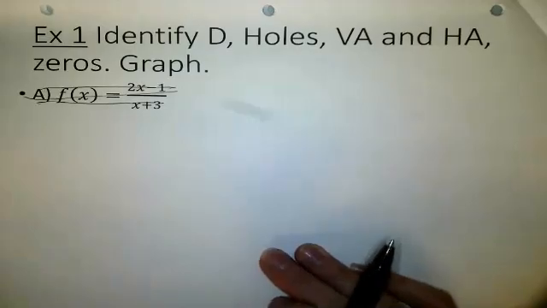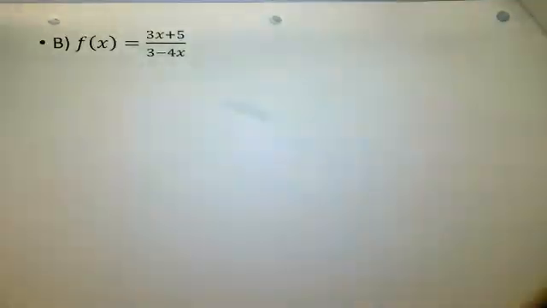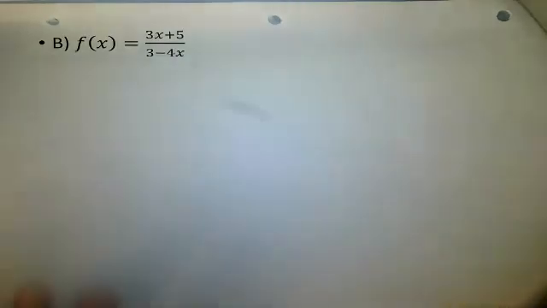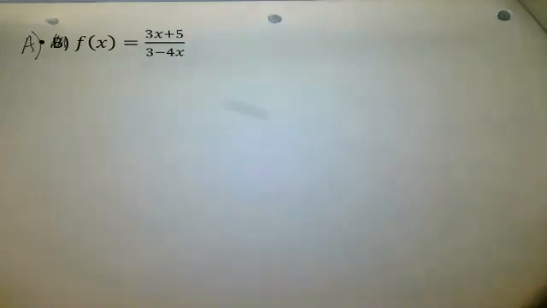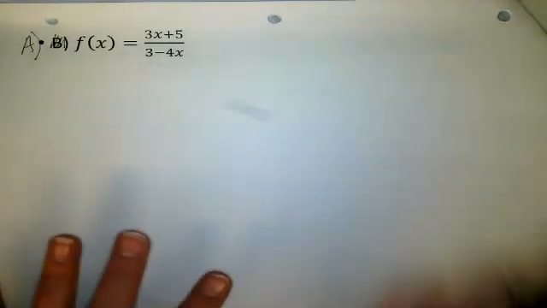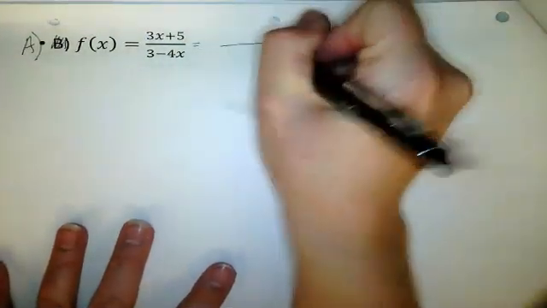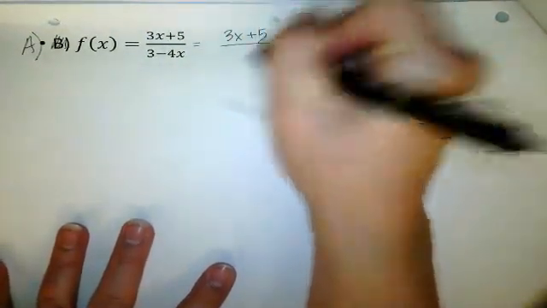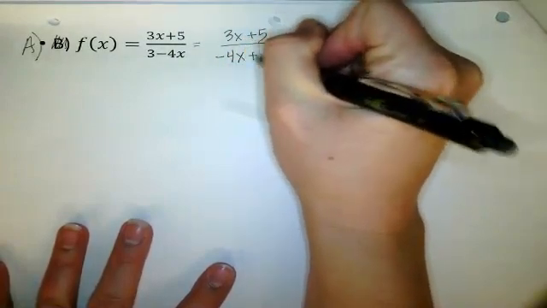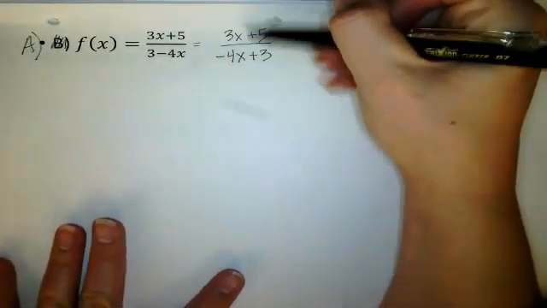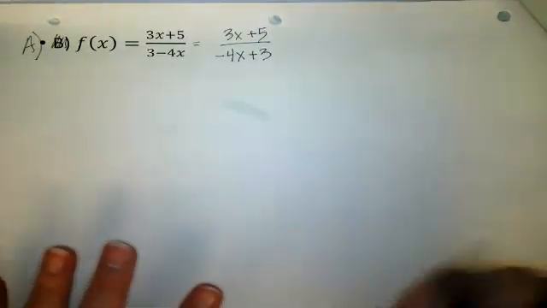Letter B. f(x) equals (3x plus 5) over (3 minus 4x). So I guess you could call this letter A, but whatever you want to do. What do you think of the order in the denominator? Is that okay for you, or do you want to rearrange it? It doesn't matter, but I am going to rearrange it just because I like to draw circles. So I'm going to rewrite it as negative 4x plus 3. This way I can more clearly see my leading terms, and that's really, really important.